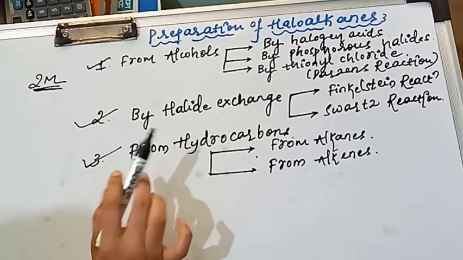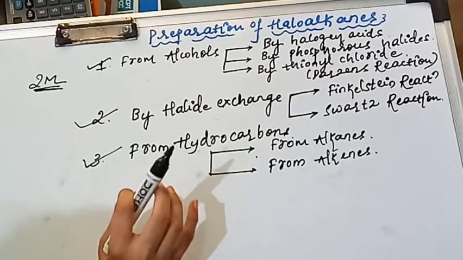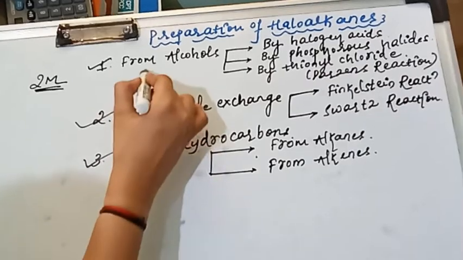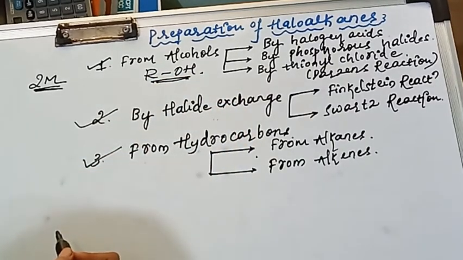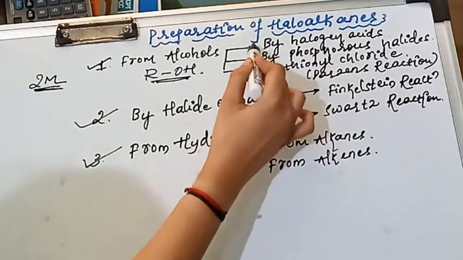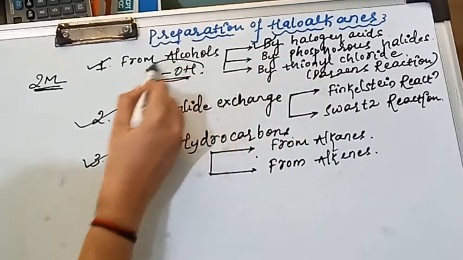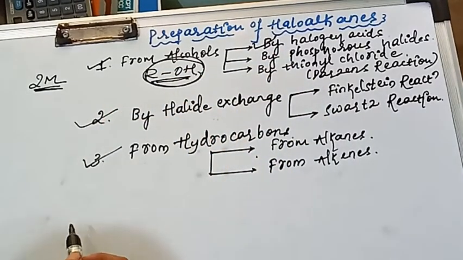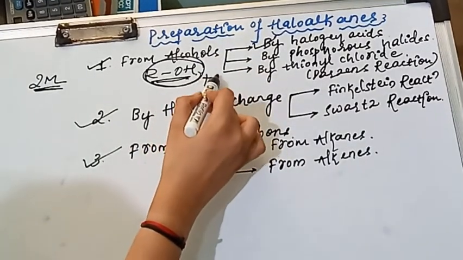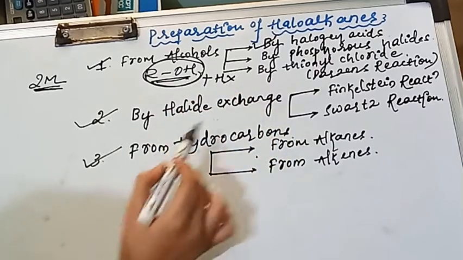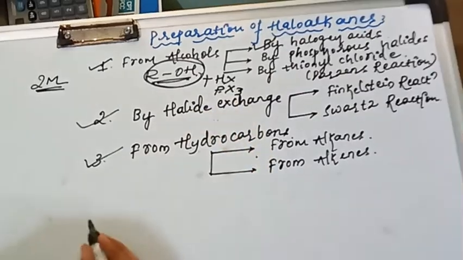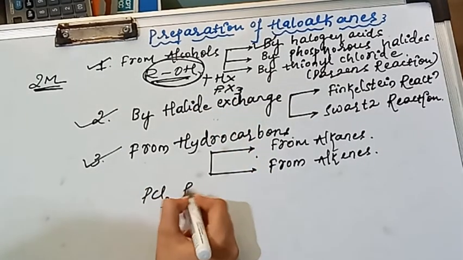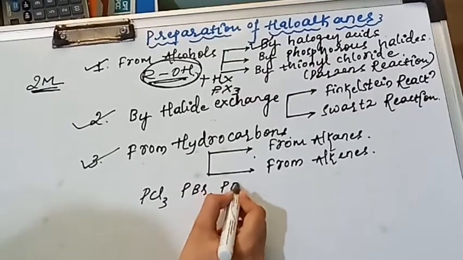Okay, from alcohols, the first reactant that you are going to use is alcohols, that is ROH. It is represented by this. By using alcohols, you can prepare haloalkanes by halogen acids. The first reactant alcohol is fixed for these three methods of preparation. You can use HX or you can use phosphorus halides, which is represented by the symbol PX3. That is, it may be PCl3, it may be PBr3, it may be PI3.